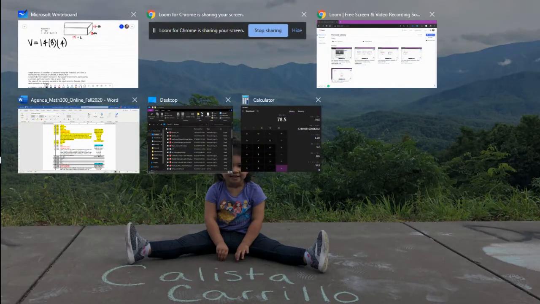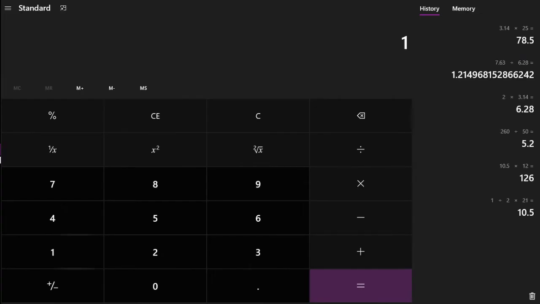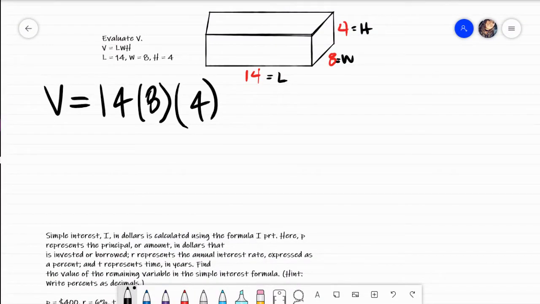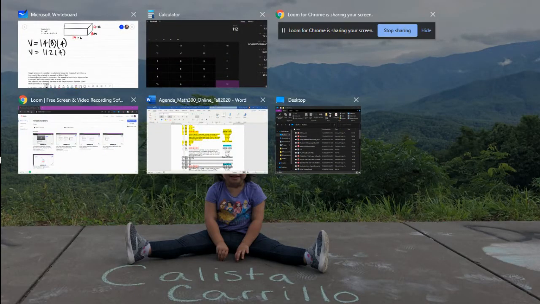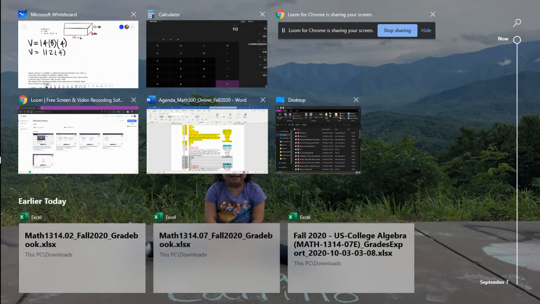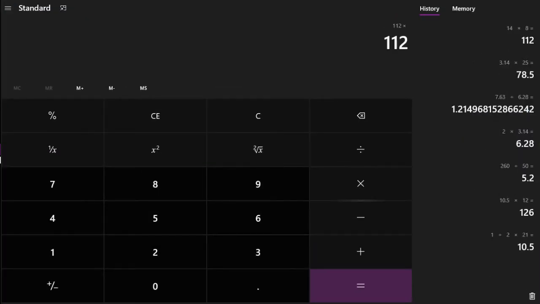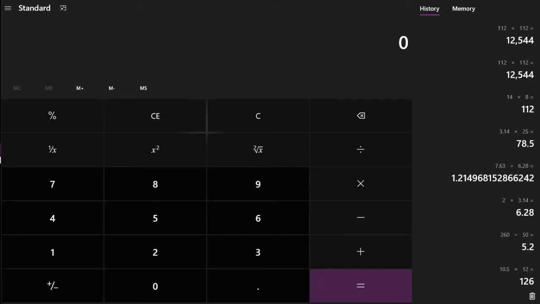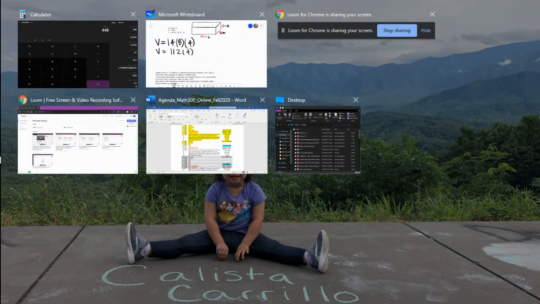Following the order of operations, if you do 14 times 8, we get 112. So we have volume equals 112 times 4. If you do 112 times 4, we get, that's not right. Okay, hold on. Let me do this. 112 times 4. Yes, 448.